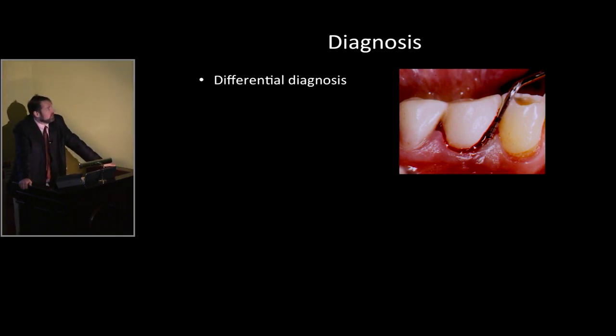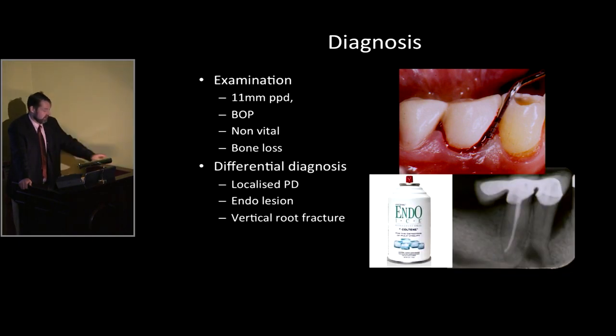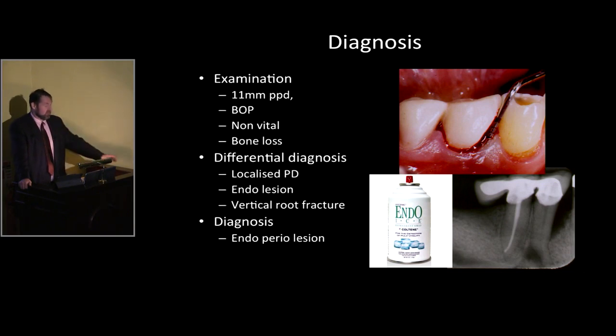In this particular case here, a question might be, what is your differential diagnosis? Well, what's the examination results first? What do we find? Well, we have 11 millimeter probing depths, we have bleeding on probing, the tooth is non-vital, there's some bone loss, and there's some pocketing on some of the other teeth. A differential diagnosis might be a localized periodontal disease, an endodontic lesion, a vertical root fracture. And at that point you might be asked to hazard what do you think it is, and a not unreasonable answer might be an endoperio lesion.